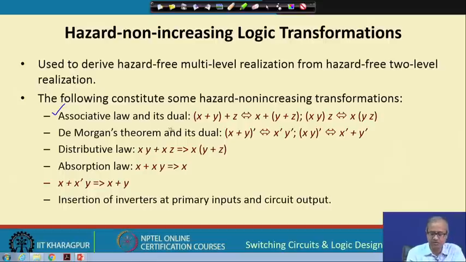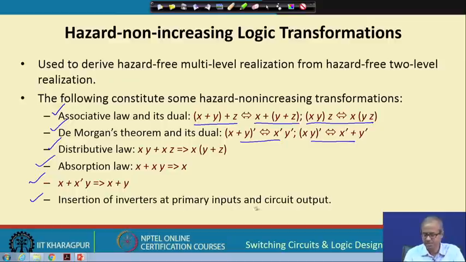First one is the associative law, x plus y z is x plus y plus, and also its dual. De Morgan's theorem, you can apply De Morgan's theorem and its dual. Distributive law, x y plus x z you can take common. Absorption law, x plus x y equal to x, and you can also use this law, x plus x bar y equal to x plus y. And additionally, you can insert NOT gates at the primary inputs and circuit outputs if you want. They will all ensure that if your original circuit was hazard free and if we apply these rules, it will remain hazard free. Okay.